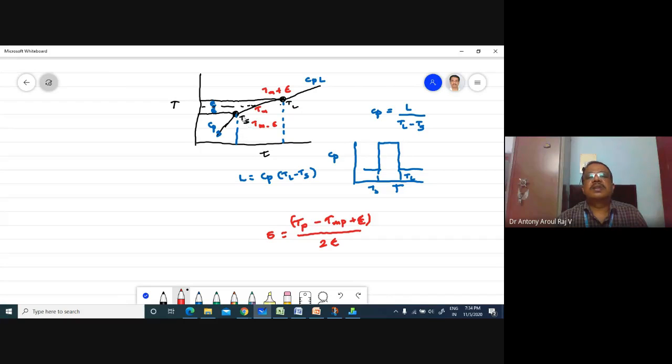Suppose this is 30 degrees and this is 32 degrees. If a temperature of 30.1 is reached, then you can understand that it has entered the two phase region. Suppose the temperature is 31, that means it is half solid PCM and half liquid PCM. If the temperature has reached 32 degrees centigrade, it is fully converted into liquid. That is how you have to identify. By tracking the temperature, you can find out the melt fraction or the solidification fraction. That is very important.